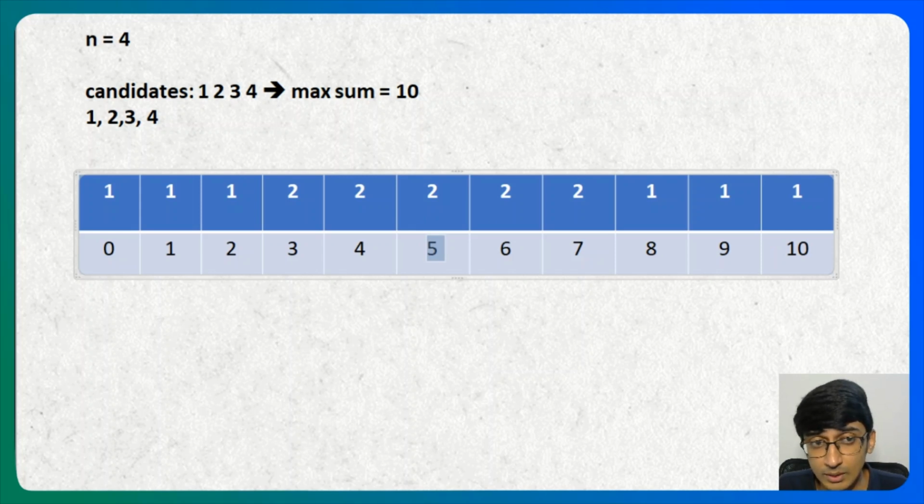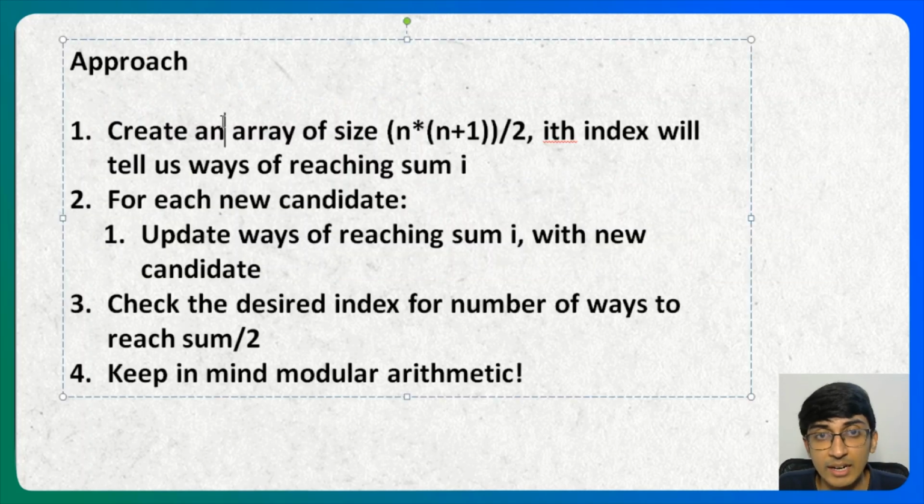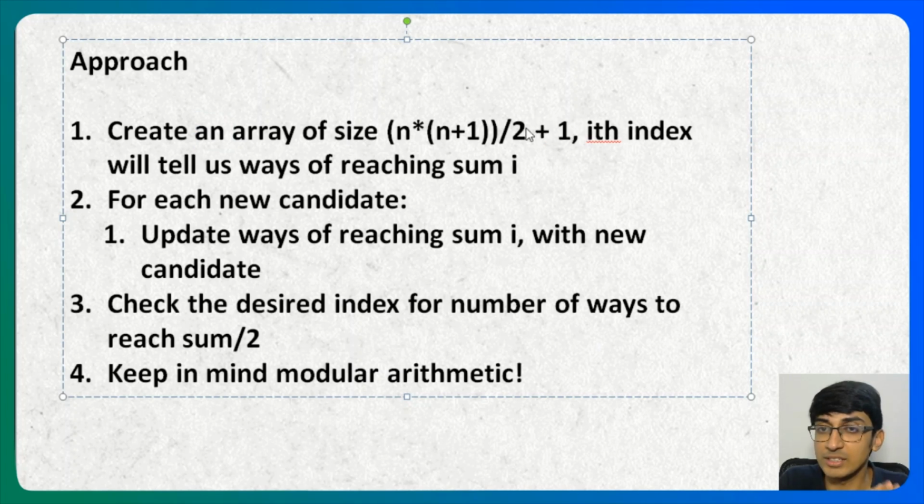Okay. So the approach we'll follow for something like this is to create an array of size n into n plus 1 by 2, and the ith index will tell us the ways of reaching the sum i, right? So that's what we'll do. In fact, we will create it as 1 based indexing. So we'll actually do plus 1 over here, simply because 0 will be there and the last number will also be there.